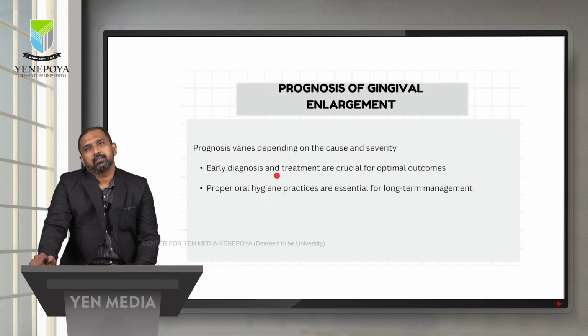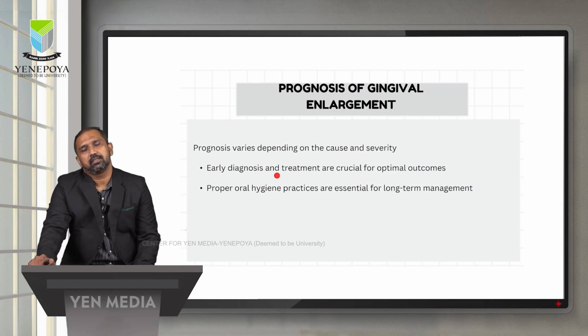Yes, the maintenance of oral hygiene is very important in these cases. Early diagnosis and treatment are crucial for the optimal outcome of gingival enlargements. Once the enlargement is treated, proper oral hygiene maintenance has to be done to prevent recurrence, and recall and review of these patients are definitely required to keep track of enlargement recurrence, especially in the case of drug-induced enlargement.